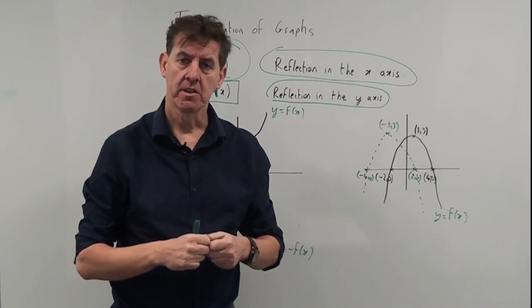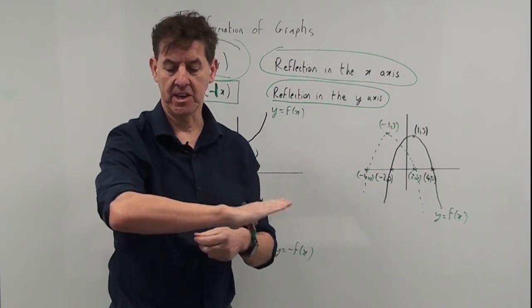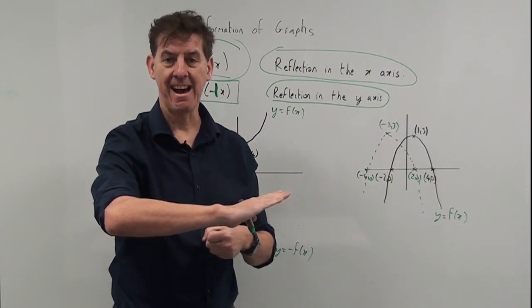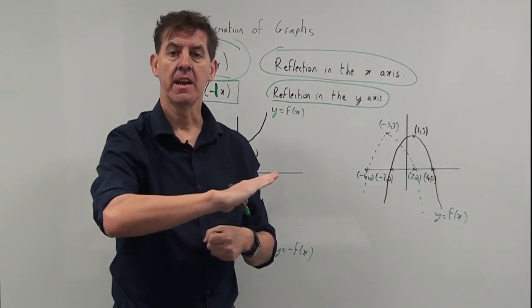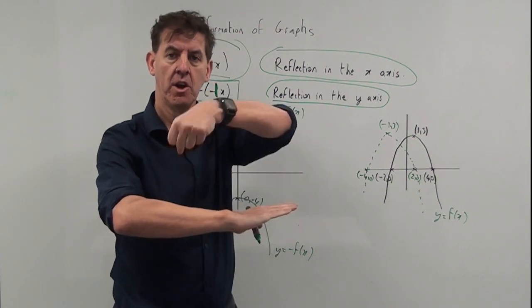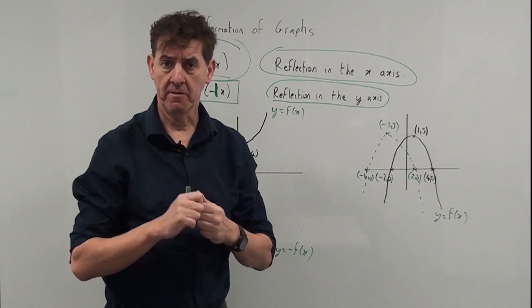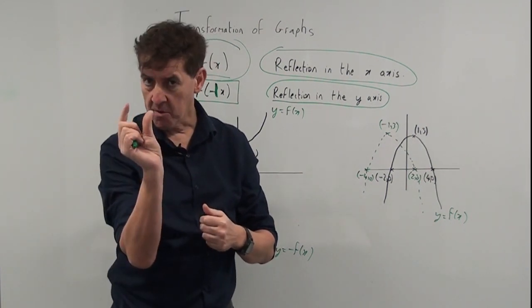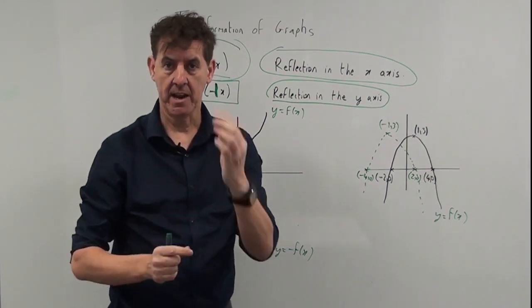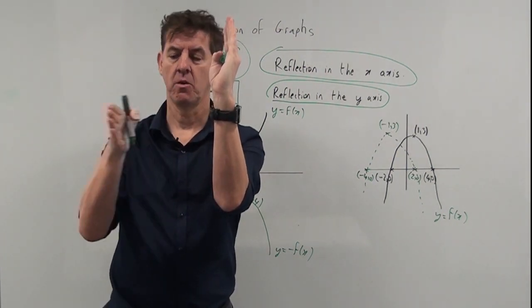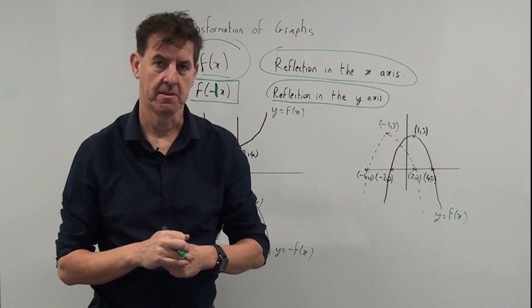Then we've got the stretches. We've got the stretch in the y-direction, that's when the number is on the outside of the function. It affects the y-coordinates only, so it stretches the graph like that. And then we've got when we're multiplying by a number within the function, within the bracket, and that's when we're stretching parallel to the x-axis, holding the y-axis still.